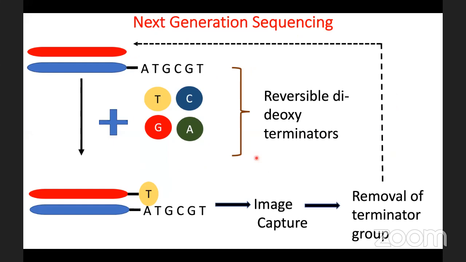You have a reversible terminator, and you have a very robust image capturing device, and the sequence is determined on the basis of those images captured. Now, you might be wondering how to sequence the entire genome. Sequencing a fragment of DNA is a very simple process. You can sequence it in a single day. I told you that in Sanger sequencing, the read length is 700 bases, and Illumina sequencing is the gold standard for sequencing nowadays, with the principle which I have shown here.